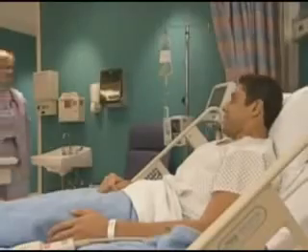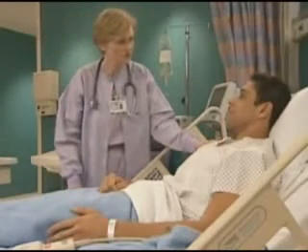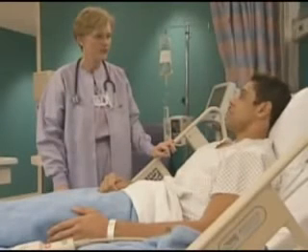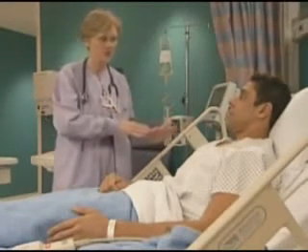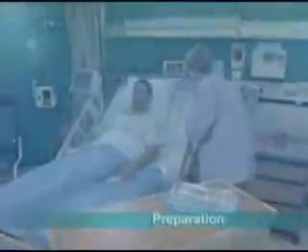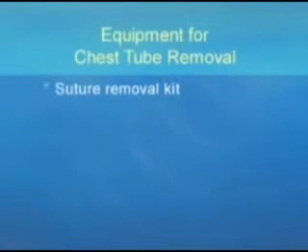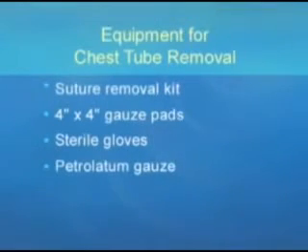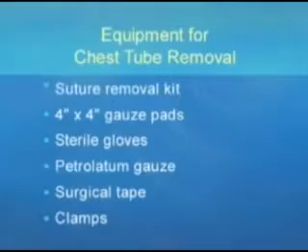When the pneumothorax has resolved, prepare to help the physician remove the chest tube and discontinue the drainage system. To confirm that the patient's ready for chest tube removal, assess for symptoms such as dyspnea and chest pain after the tube has been clamped. Within 2 hours, send the patient for a chest X-ray to verify continued lung reinflation. Then prepare the equipment for chest tube removal. Be sure to include a suture removal kit, 4x4 gauze pads, sterile gloves, petrolatum gauze, surgical tape, and clamps.